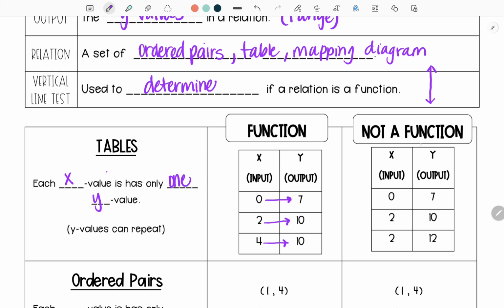Now, if you look over here at this one under not a function, you can see that we have two 2's, and they are assigned to two different y values. One has a 10 and one has a 2. So this is what makes it not a function. Right here, the fact that there are two 2's or two whatever, or even 3 or whatever, okay? There could be any number of them, but that's what makes it not a function.